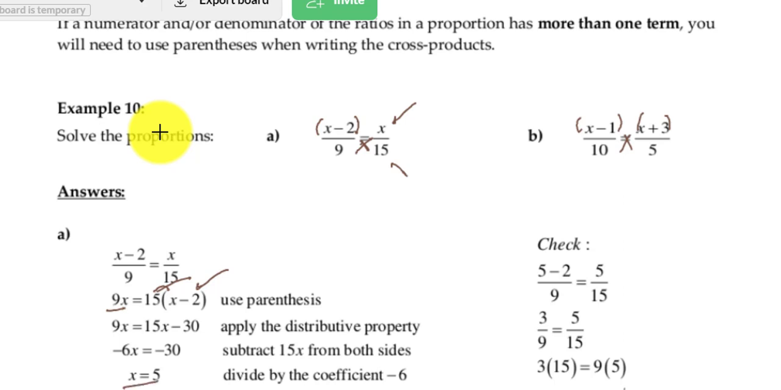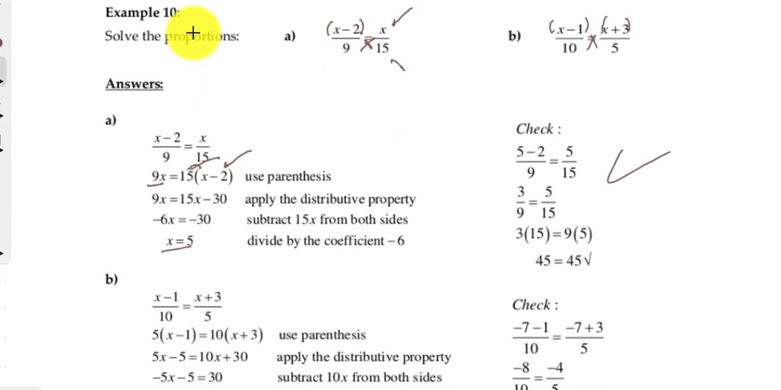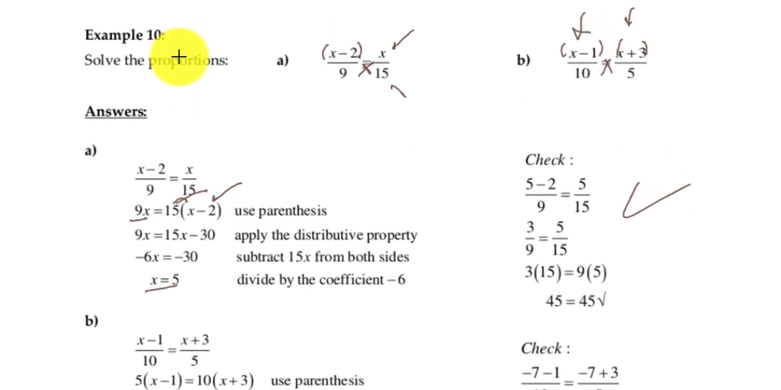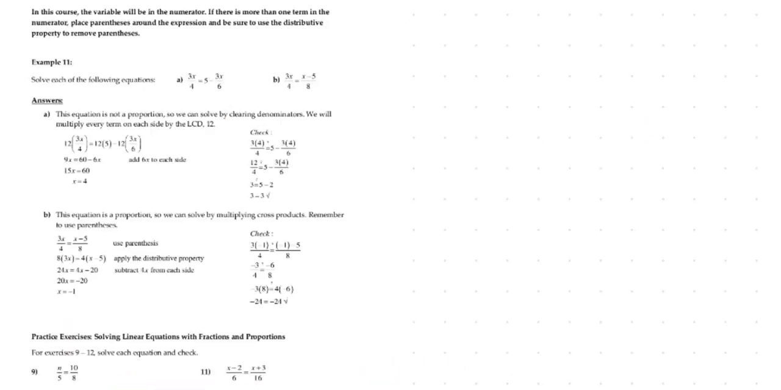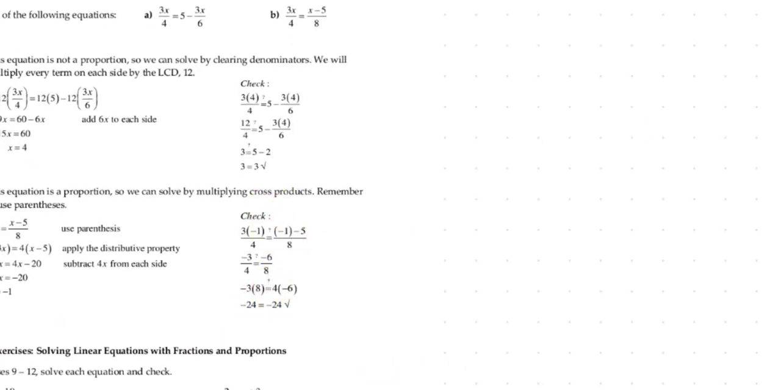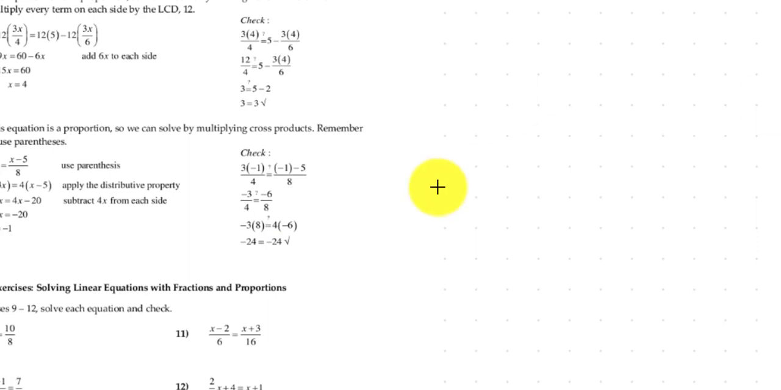Okay, and then they show the check over here, right? And when you look at letter B, right, again, it's important to put these numerators in parentheses, so you'll see that we're going to distribute the 5 and the 10 down here. And ultimately, we end up with x equals 7, right? So let's try a problem on the next page, all right? So hopefully we can get a practice problem.